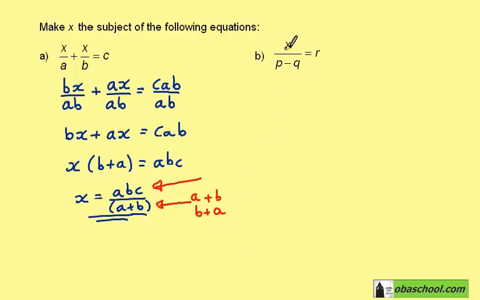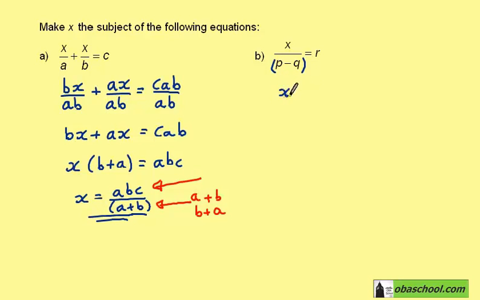Now looking at x over p minus q is equal to r. Note the line goes right over the p minus q, suggesting the p minus q is done before the result is divided into x, so we could write brackets around it.